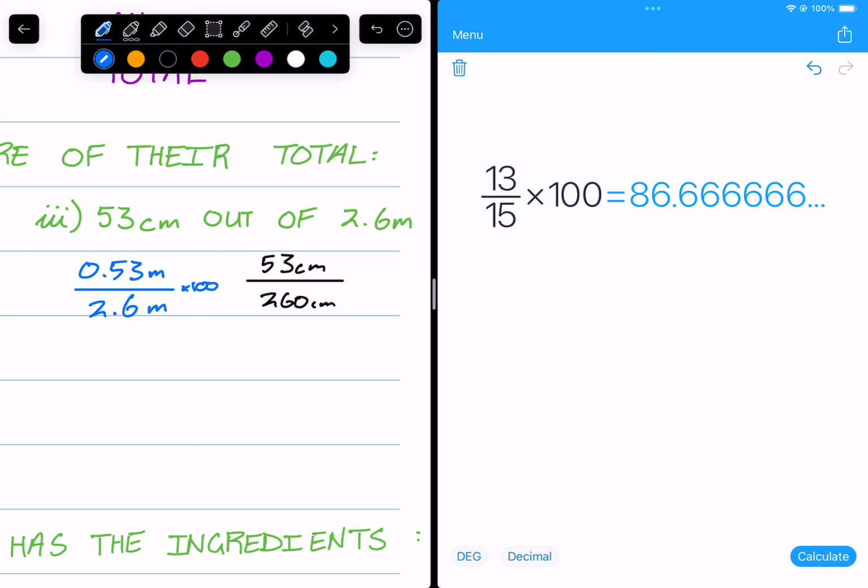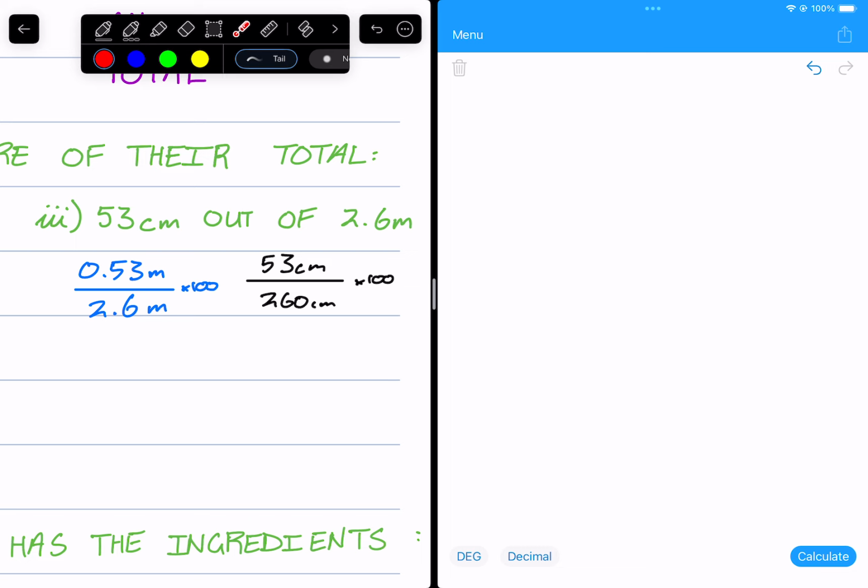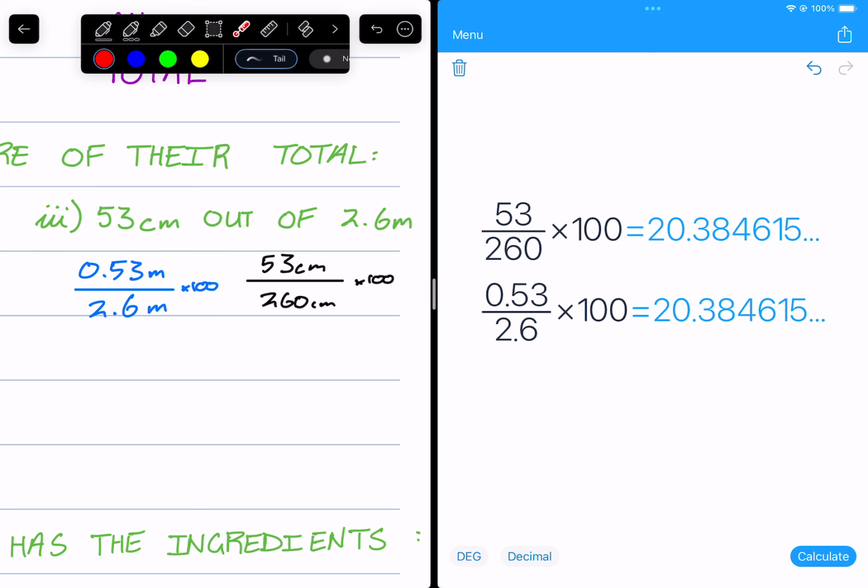With either calculation that we do, notice how we're taking the amount, dividing it by the total, and timesing it by 100. And just to show you that it won't matter which we go by, we get the same calculation. So here we have both of them. Notice how they both give us 20.38%. And there we have it.